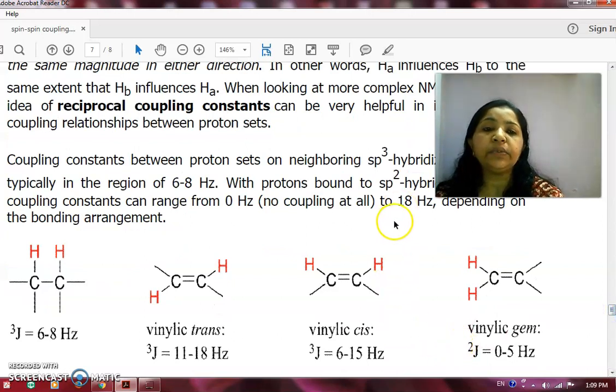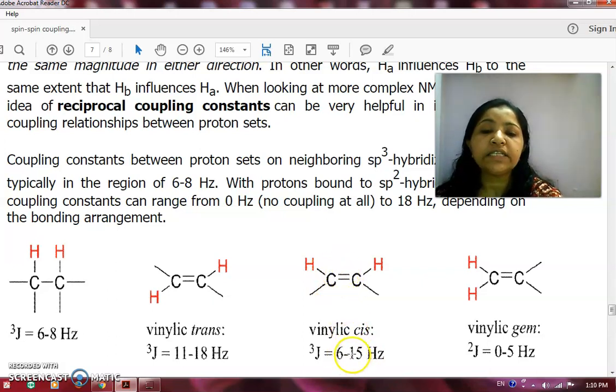11 to 18, okay, so with protons bound to sp2 hybridized carbons, coupling constant can range from 0 Hz, no coupling at all, to 18 Hz, depending on the bonding arrangement. Like here it is vinylic trans. Okay, they are having vinylic trans, so it is having 11 to 18. Whereas if it is vinylic cis, it can be 6 to 15.